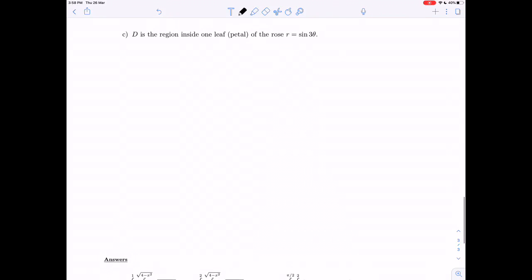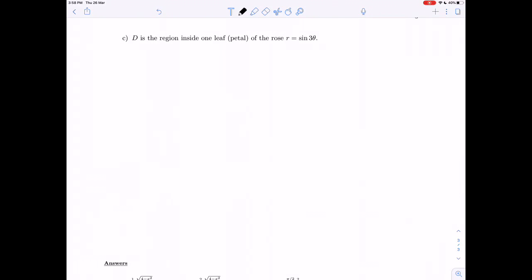So C is the region inside one leaf or petal of the rose r is 3 sine theta. So what we need to do is graph this, and if you don't know how it looks, well, that's okay. Inside the region here, what you need to sort of latch onto is that the petal will start and end when r is equal to 0, right? r equal to 0 is the beginning and the end point.